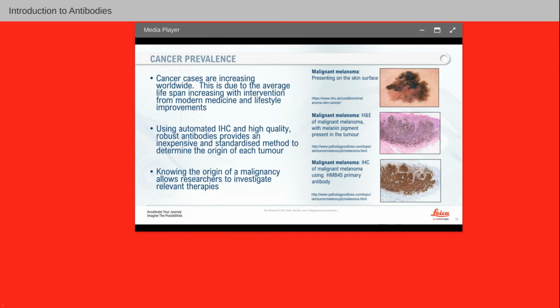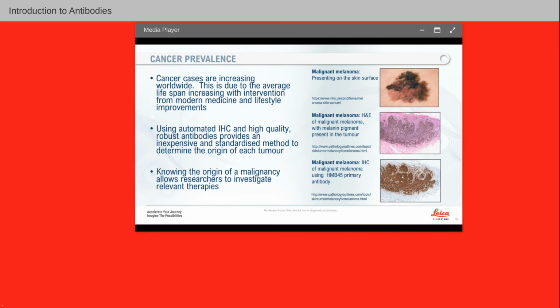Malignant melanoma is one of the most prevalent cancers in males and females. It starts when the sun's rays damage the DNA and the melanocytes, and this damage causes the switch that usually stops the cells from dividing. It turns it off, and the cells just keep dividing and dividing and dividing.